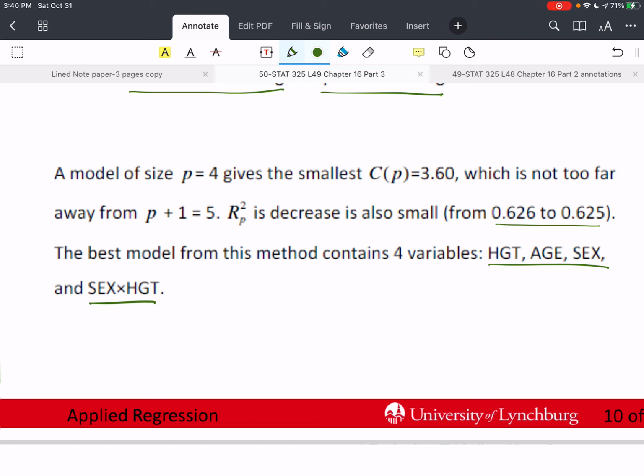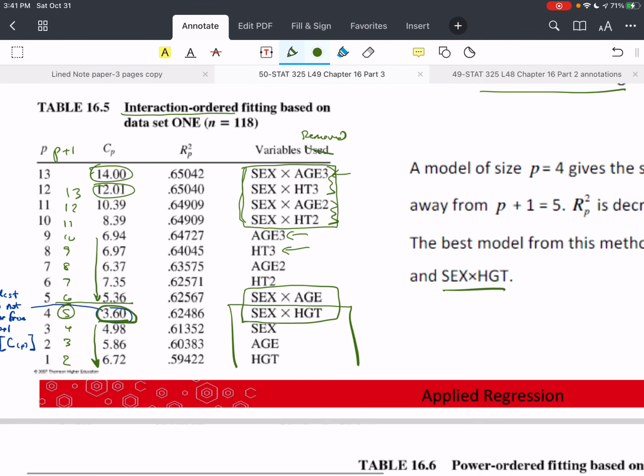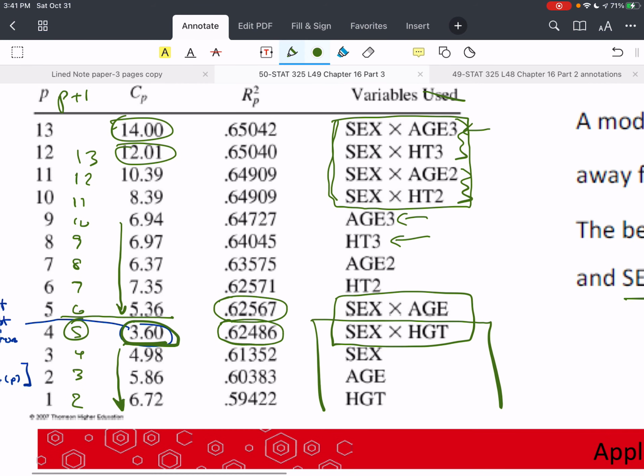It's talking about from the one before, from 0.626 to 0.625. So we don't have much of a difference in the R squared. Remember, we're looking at CP primarily, but we're also looking at R squared as kind of a second opinion. All right.